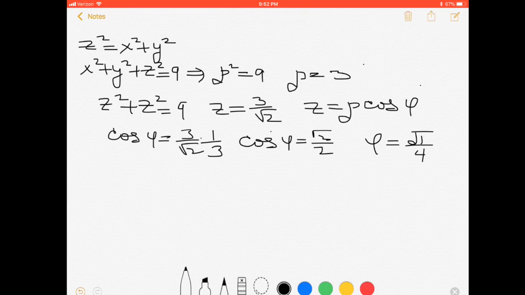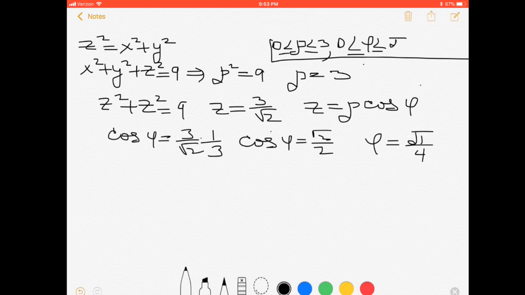And now we have the borders for our variables. This means rho changes from 0 to 3. I write it up so it is clear. Rho changes between 0 and 3. Phi changes between 0 and pi over 4. And theta changes between 0 and 2 pi, because we have a circle and cone here and don't have any problem. This means theta covers all possible values. Theta changes between 0 and 2 pi.